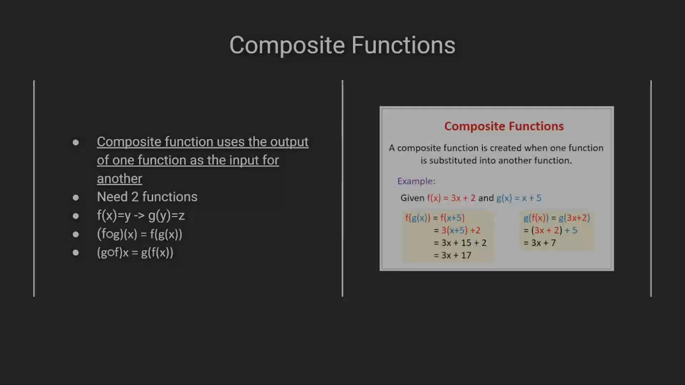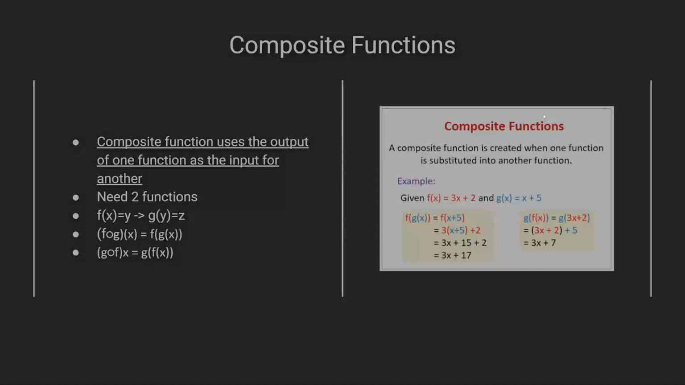But the important part, if we go back to the fog format, is the function to the right of the circle. So we have fog and gof right there. The function to the right is the one that is being introduced into the one on the left. In the fog example, g is being introduced into f. And in the gof example, f is being introduced into g.